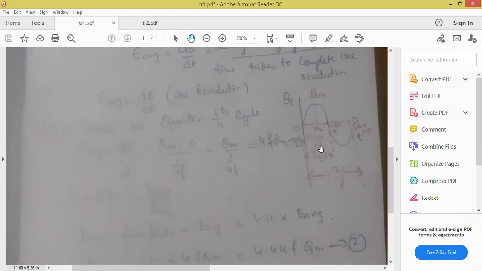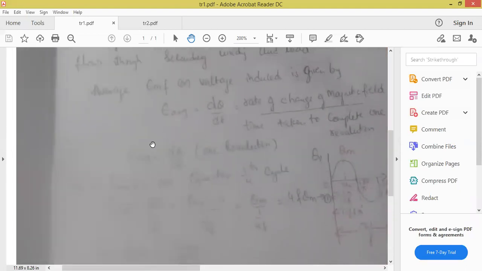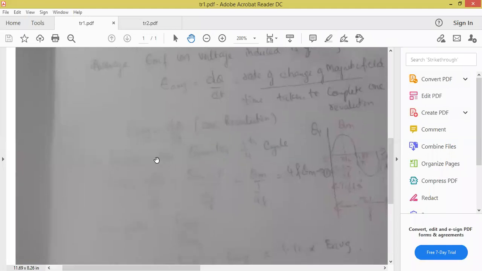So here the arrow marks are representing this particular region. Let us consider the 1 by 4th cycle from 0 to pi by 2. During this 1 by 4th cycle, the value of magnetic energy is phi m and the time period is T equal to 1 by 4F. Okay, so now E average. Here certain clarity is missing out, I will read this one.